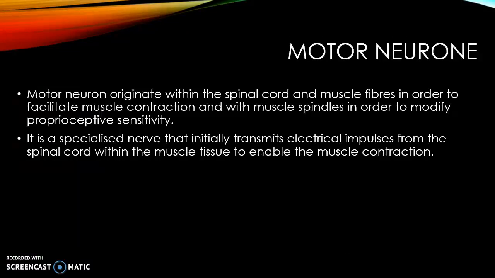Motor neurons originate within the spinal cord and connect to muscle fibers in order to facilitate muscle contraction. That allows muscle spindles to modify proprioceptive sensitivity. It is a specialized nerve which transmits electrical impulses from the spinal cord to the muscle to enable contraction. So basically the brain passes down the message to the muscles, so your muscle fibers are able to contract and develop an electrical impulse for the contraction.